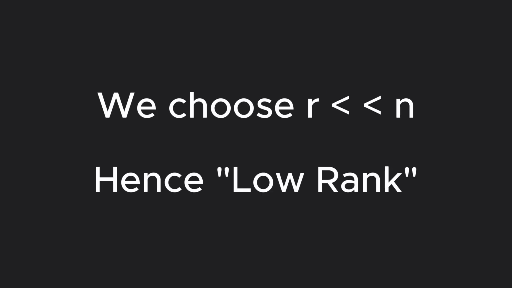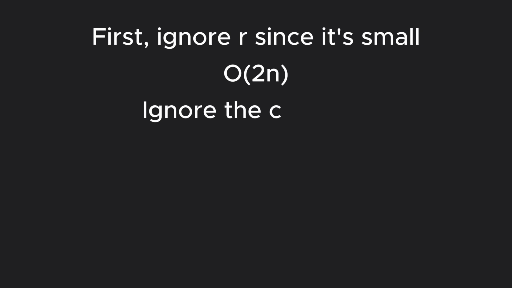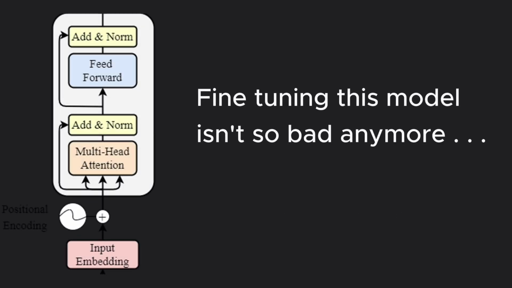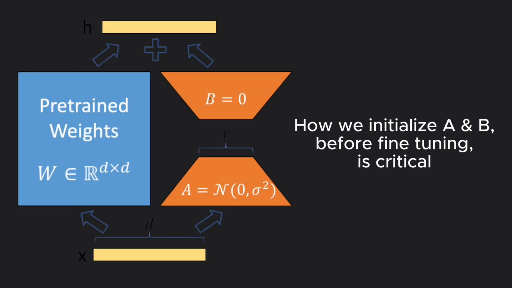R is typically much smaller than n. If n is in the thousands, r might only be, say, 16. Dropping the constant factor, this is on the order of n entries to update, which is far less than n squared. By the way, the original LoRA paper recommends initializing B to 0 and A to a normal distribution for optimal results.